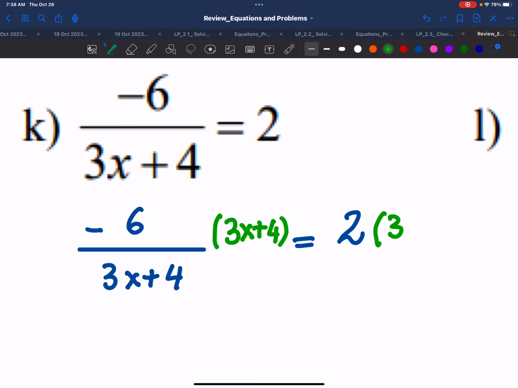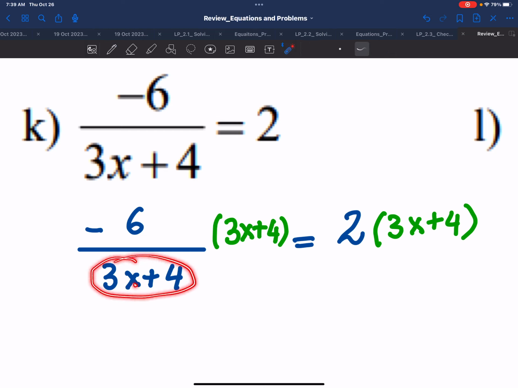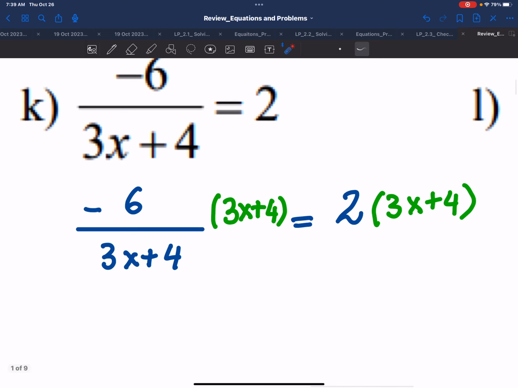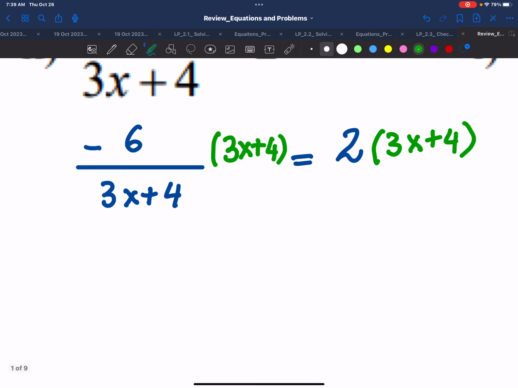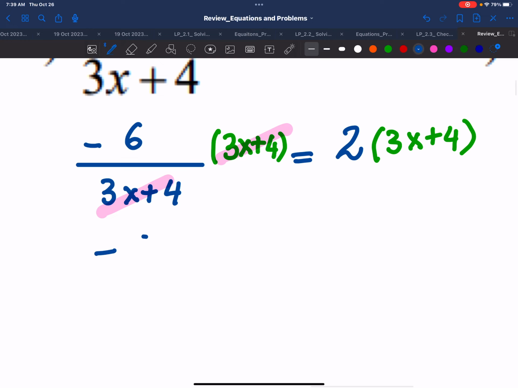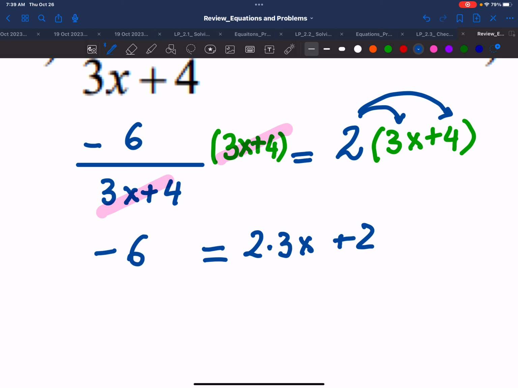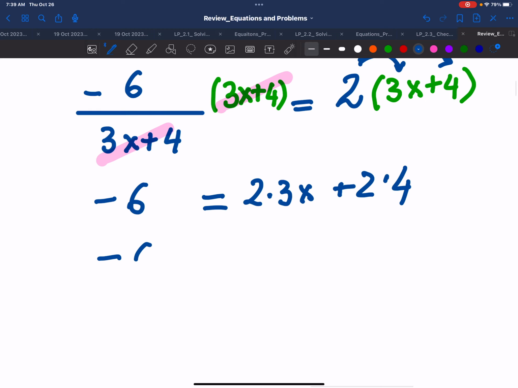If you haven't seen examples like this, nothing to worry. Try to look at the denominator, even though it has x in it. Try to look at it as a number and perform the same operation that you would have as if you had a number in the denominator, just a single constant number. Now, as you can see here, we have 3x plus 4, 3x plus 4. Negative 6 on the left side, and then the right side is 2 times 3x plus 2 times 4. So negative 6 equals 6x plus 8.